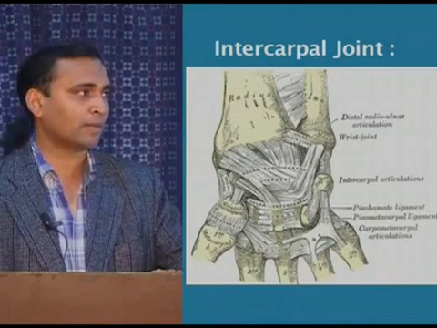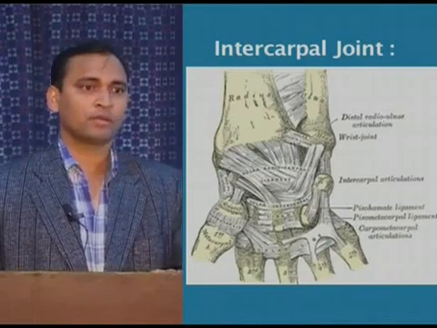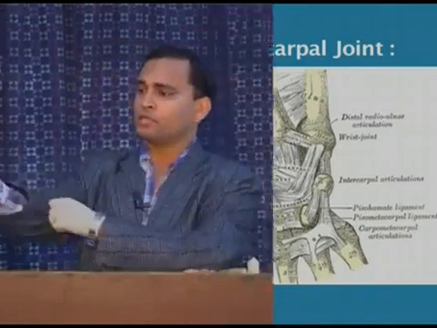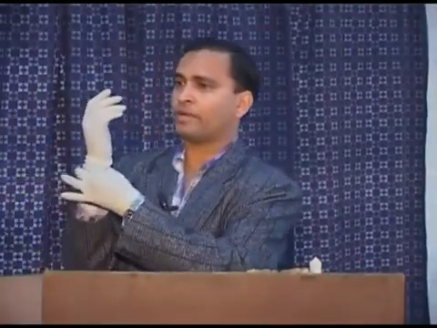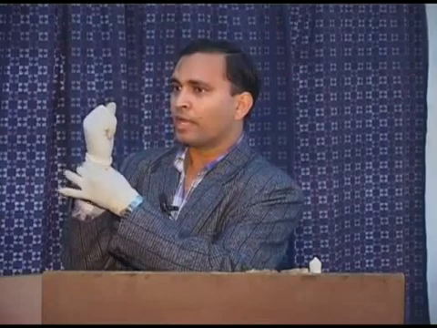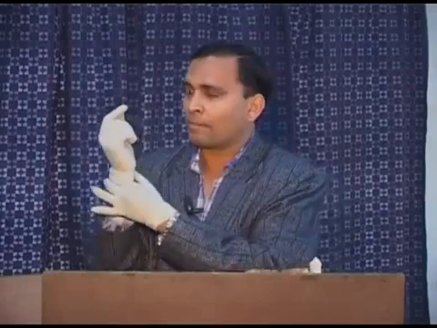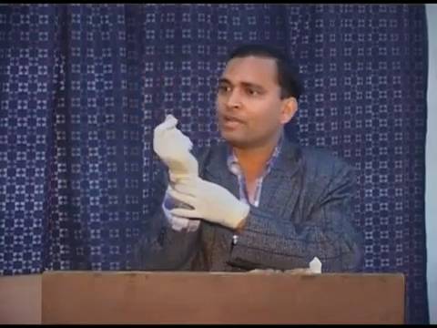Example, intercarpal joint. Intercarpal, this is your carpal bone. Over the wrist we have around 8 carpal bones, and there is some amount of mobility. They are planar joints. Plane means they are all flat bones. All carpal bones are flat, smaller bones, and as you remember, carpal bones are mainly for stability. Some amount of mobility is available there.